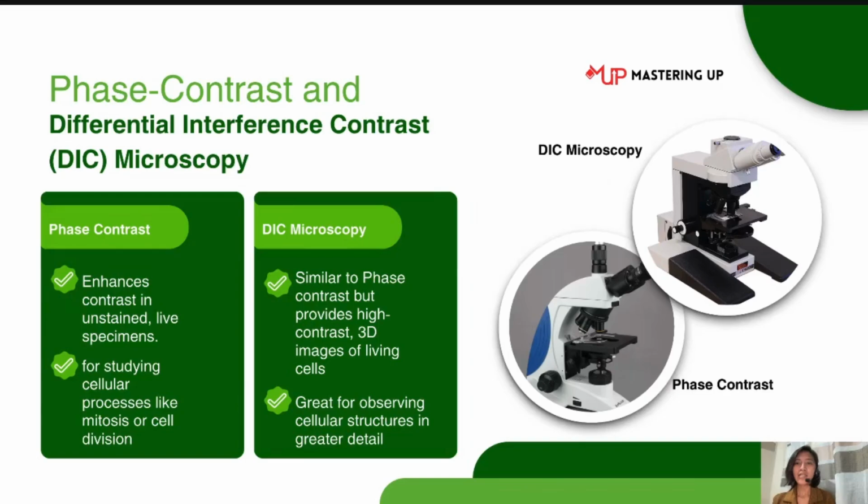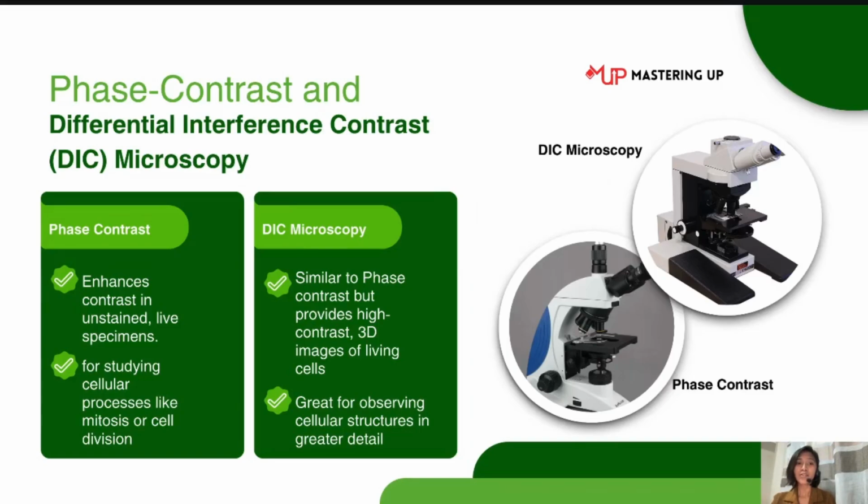Now let's take a look at two other interesting techniques in light microscopy. Phase contrast microscopy. This type of microscope is great for looking at live, unstained cells. It enhances the contrast, making it easier to see cell structures without having to stain them. It's often used to watch living cells in action, such as tracking how cells divide or move, because it doesn't require them to be fixed or dyed.